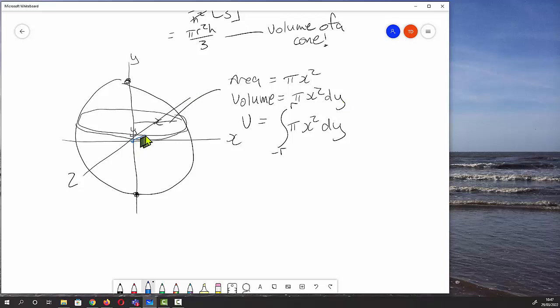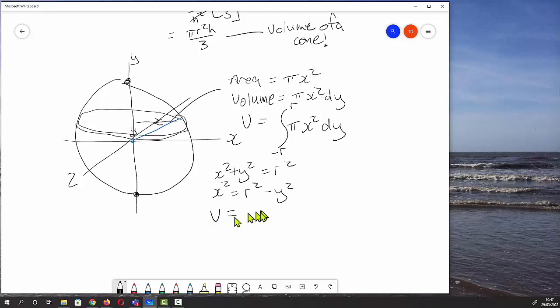So let's just imagine the radius. So what we can say about that is that x squared plus y squared is equal to r squared, can't we? That's just Pythagoras. Okay, and it's x squared that I'm interested in, so I can say that x squared is equal to r squared minus y squared. Okay, so now I'm going to put that into my equation here.